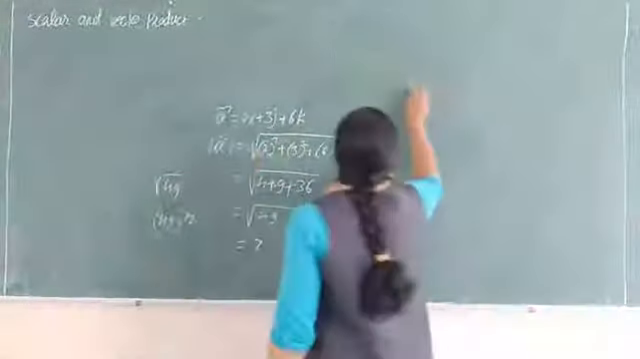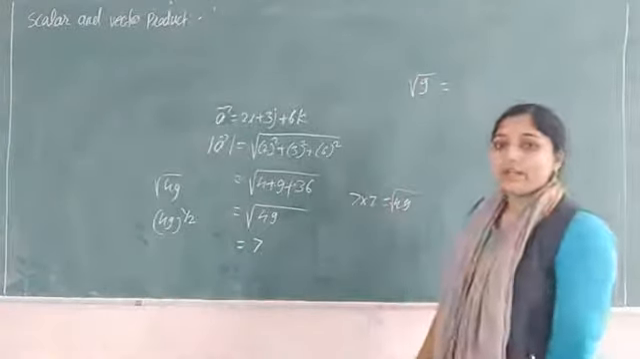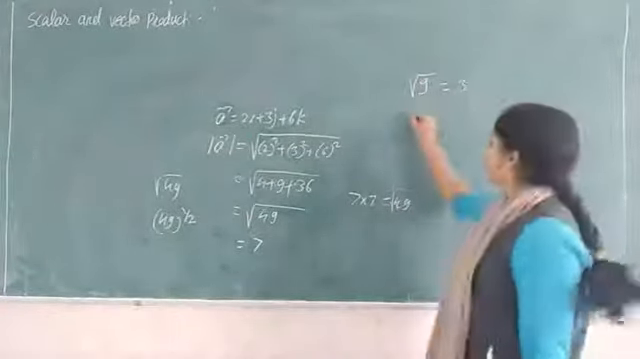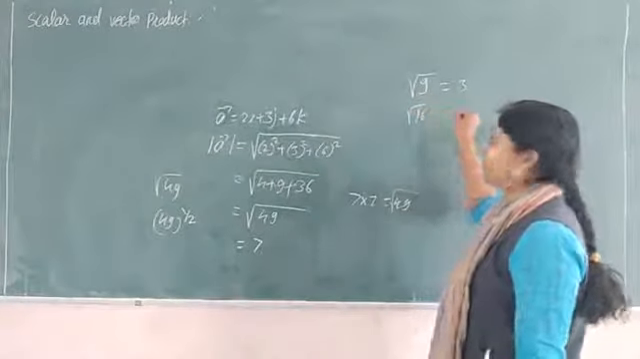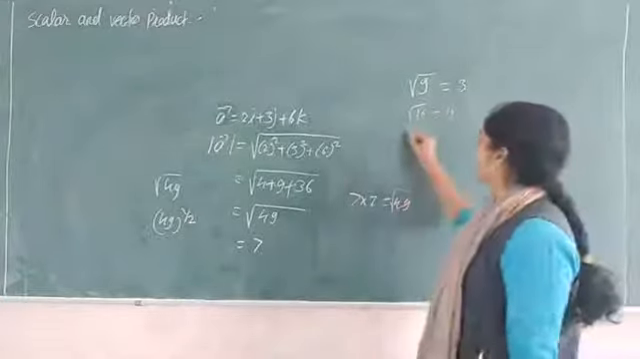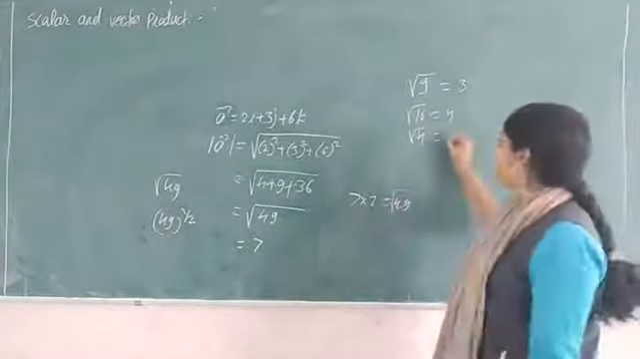Square root of 9. If you take the square root of 9, we can write 9 as 3 into 3, so the value is 3. Square root of 16: we can write this as 4 into 4, so the square root of 16 is 4. If you consider the square root of 4, we write 4 as 2 into 2, so the square root of 4 is 2.